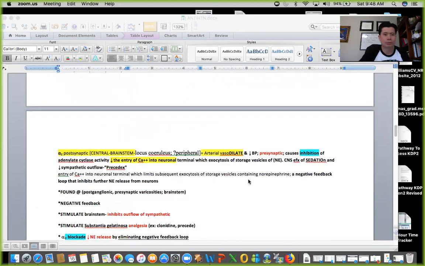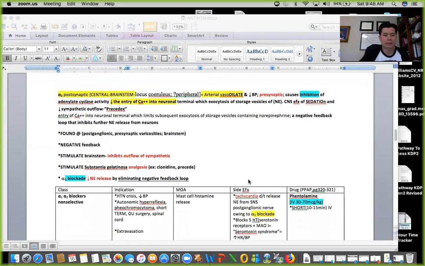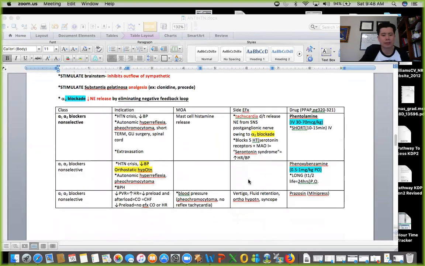One more. This is where your alpha 2 postsynaptic receptors are, mainly in the central brainstem. I wasn't too sure about this, so I think it's the locus coeruleus, so I'm saying that right. When we're talking about sedation, the alpha 2 agonists, your Precedex and your clonidine, this is where it works. So that's a little synopsis of that physiology. Just jumping right to it.